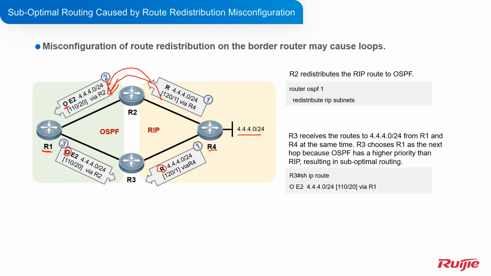If R3 chooses this route from R1, let's see how the traffic is forwarded. For example, this is the PC, and it sends a packet to 4.4.4.0. After receiving that, R3 will send it to R2, R2 sends to R1, R1 sends to R4. Actually, this is not the optimal path. Okay. This is the problem caused by the misconfiguration of route redistribution.